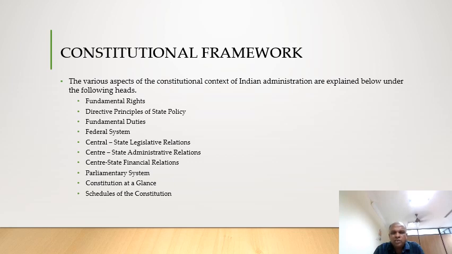And then we go to central-state financial relations. We have central-state financial relations also, with such categories listed. Which lists come under the central list, and which come under the state list? Even though we have central and state lists, we expect money from the central government.